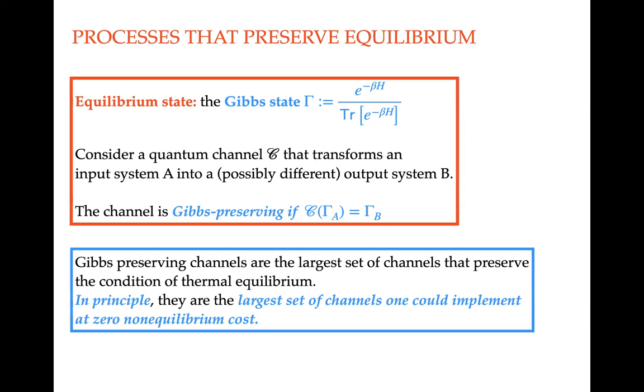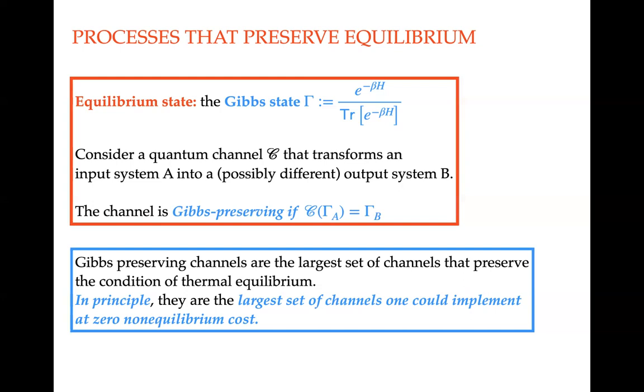Now, this is a nice mathematical class of processes, and in terms of interpretation, we can interpret them as the largest set of channels that preserve the condition of thermal equilibrium. That's just a way to read this equation. Making one step further, you could guess that they are the largest set of channels that, in principle, could be implemented at zero non-equilibrium cost. It's sort of a bound, I would say.